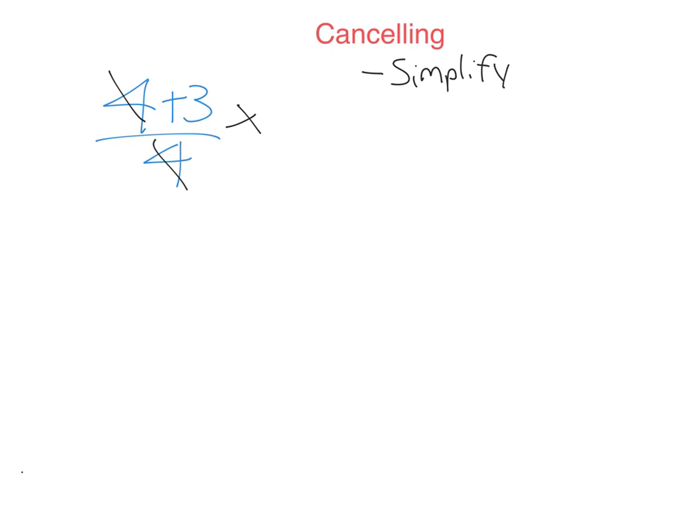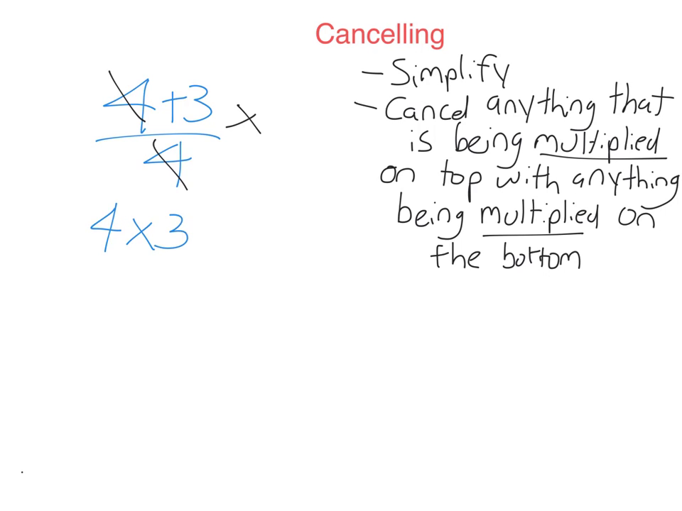Now, the thing is, you can only cancel things on the top and bottom that are being multiplied. So we can't cancel, as in the question that I just did over there in blue, the 4 because it's not being multiplied, it's being added. If we had 4 times 3 divided by 4, then we can cancel the 4s. That does equal 3. 4 times 3 is 12 divided by 4 equals 3, okay?